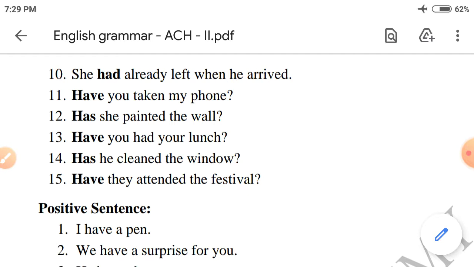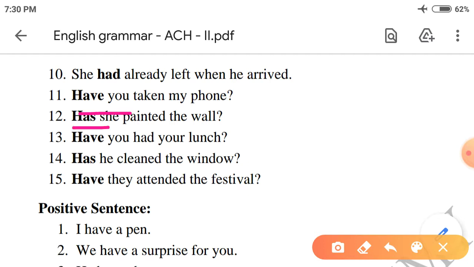Now we can make the question also by using the have form, has form and had. Already we said, no? So why are these helping verbs there? In order to give the negative meaning, and when we are using the different tenses, we can frame the questions also. So here by using the have form verbs, we prepare the questions. Have you taken my phone? So why here have? Because the subject is you. Has she painted the wall? So the subject is she. So we are using has.